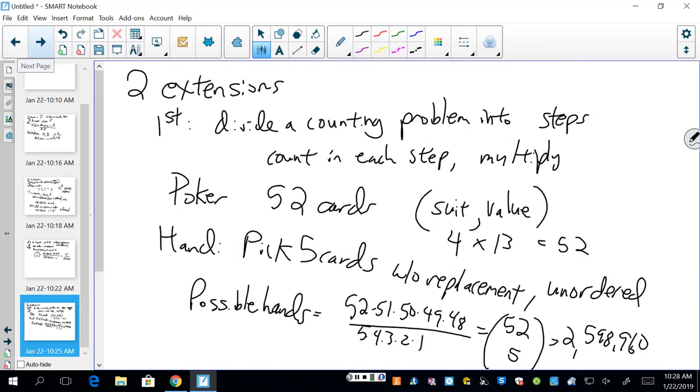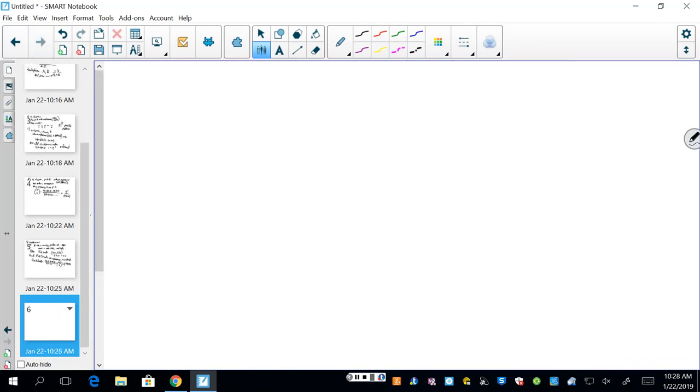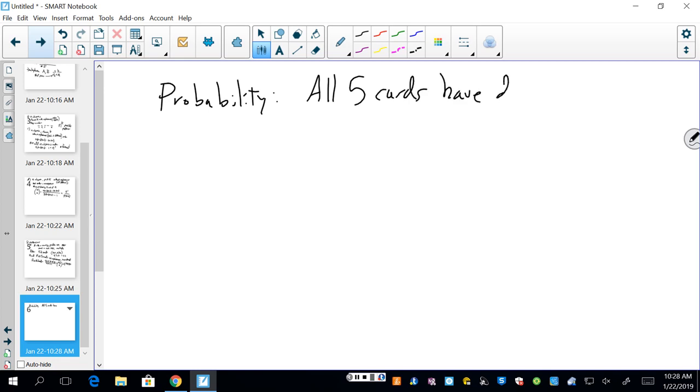So, what's the probability that all 5 cards have different values? So you dealt 5 cards from the deck. What's the chance you don't have any pairs of numbers? You have all 5 different values.